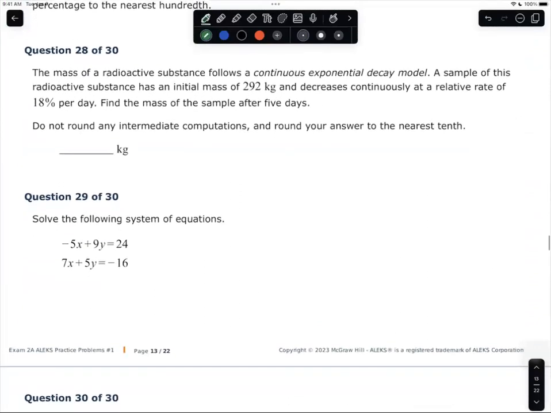The mass of a radioactive substance follows a continuous exponential decay model. A sample of this radioactive substance has an initial mass of 292 kilograms and decreases continuously at a relative rate of 18% per day. Find the mass of the sample after 5 days. Do not round any intermediate computations.